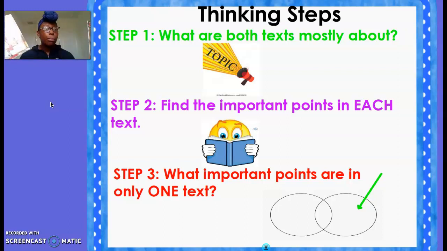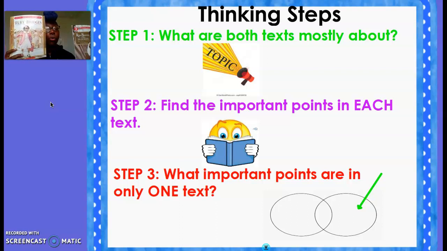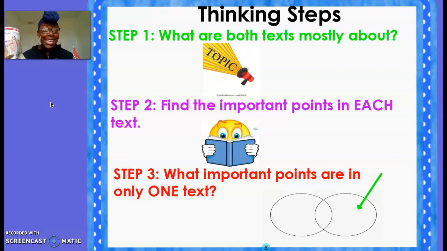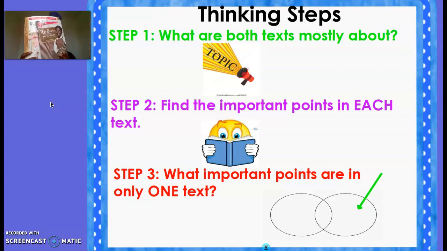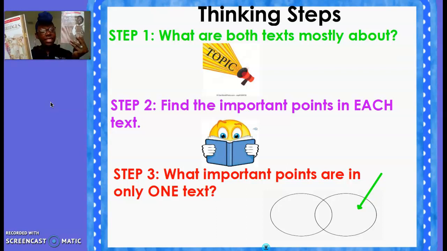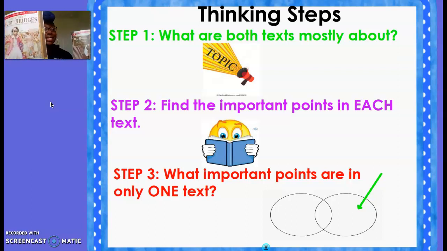For example, both stories talk about Ruby going to the William Frantz Elementary School. I can't say that detail for contrast, because both stories talk about it. I'm comparing, and that's the same thing. It's in both texts. I need to find a detail that is only in this text.